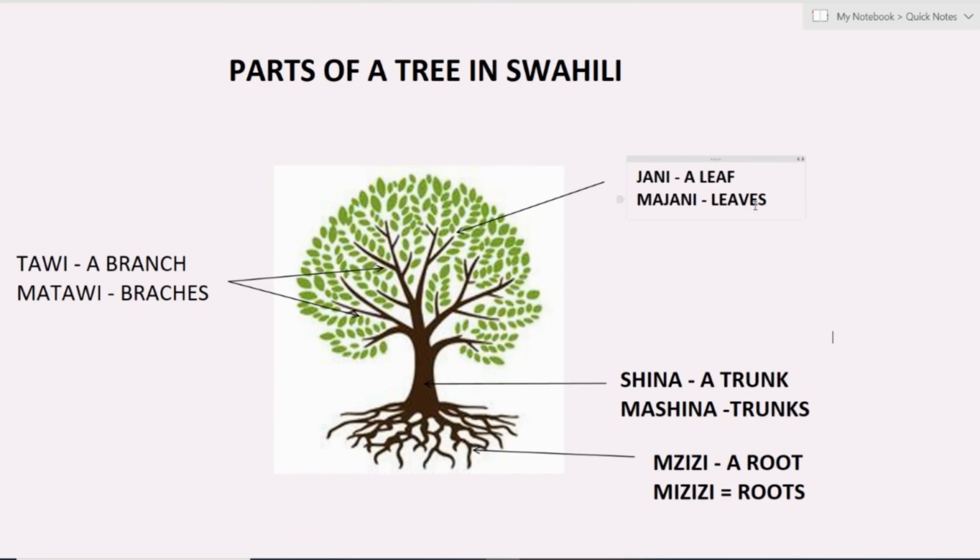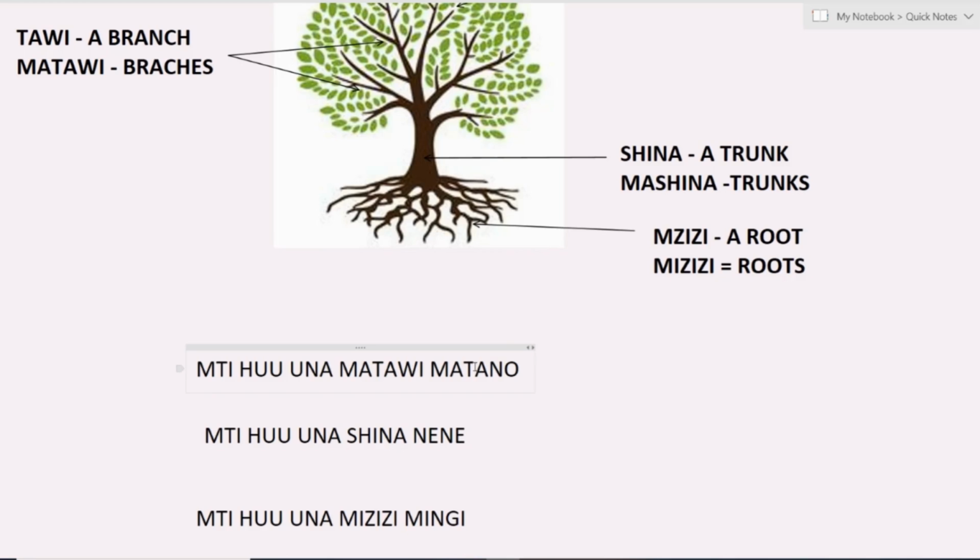So these are parts of the tree in Swahili. So we have jani, which is a leaf, or majani, which means leaves. Then we have tawi, a branch, or matawi, branches. Shina, a trunk, or mashina, trunks. Mzizi, a root, mizizi, roots. Examples, how to use these words in sentences.